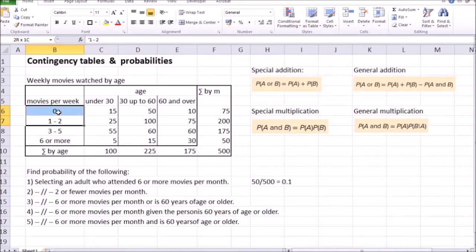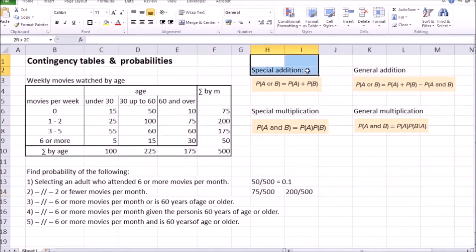2 movies or less requires us to add the probabilities of selecting a random person who has watched either 1 or 2 movies, in other words, who is in this category, or selecting a random person who is in the 0 number of movies category. Similar to the first question, the person is in the 0 category with the probability of 75 divided by 500. So we need to add this probability to the probability of the person being in the 1 to 2 movies category. That probability is 200 over 500.